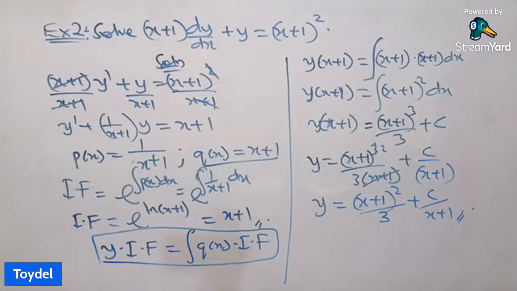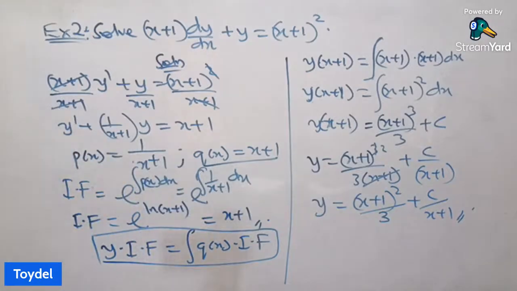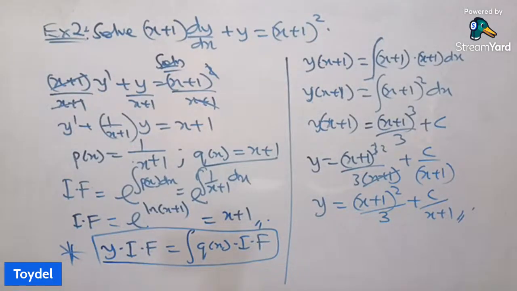We should take note that if we want to solve any problem under linear equations, there's need for us to rewrite the problem in the general form of a linear equation. Then go ahead and find the integrating factor, then locate q of x, then put up the solution. Just say y multiplied by the integrating factor will be equal to the integral of q of x multiplied by the integrating factor dx. Then you get the final answer.